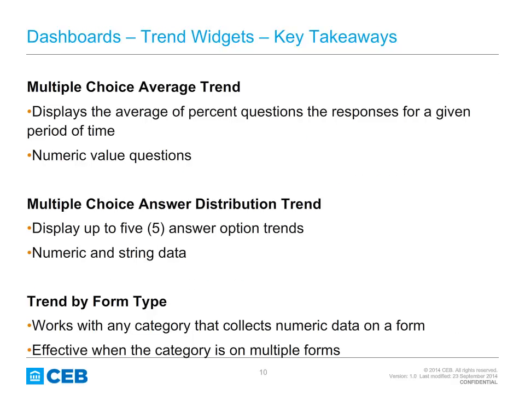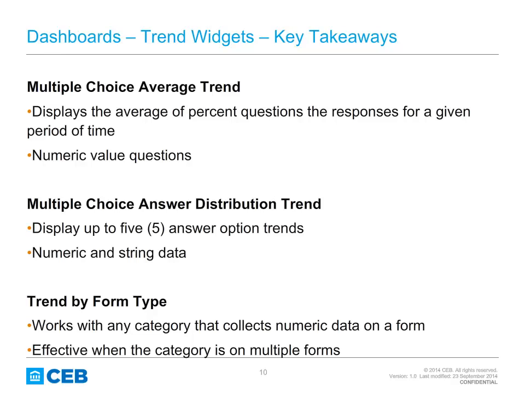A few key takeaways I wanted to review with you on the three widgets that we've reviewed. For the first one, the multiple choice average trend. Remember, this was the widget that had the one trend line and all the percent answer options were averaged into that trend line. It displays numeric value questions only, so it's only able to look at the multi-choice questions that have percentages, where there's an average that can be made.